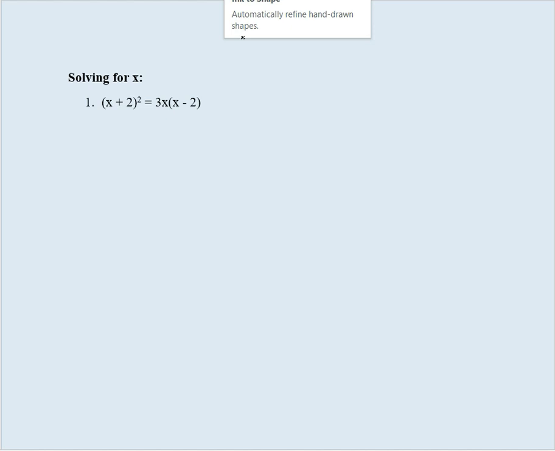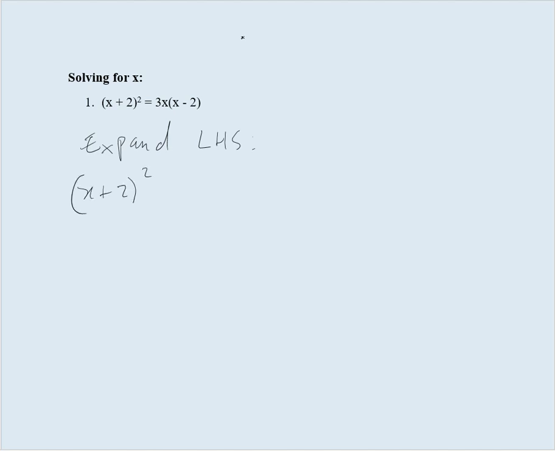So what we have to do is expand first. So let's expand the left hand side first, which is LHS. So this is x plus 2 all squared, which is x plus 2 times x plus 2.